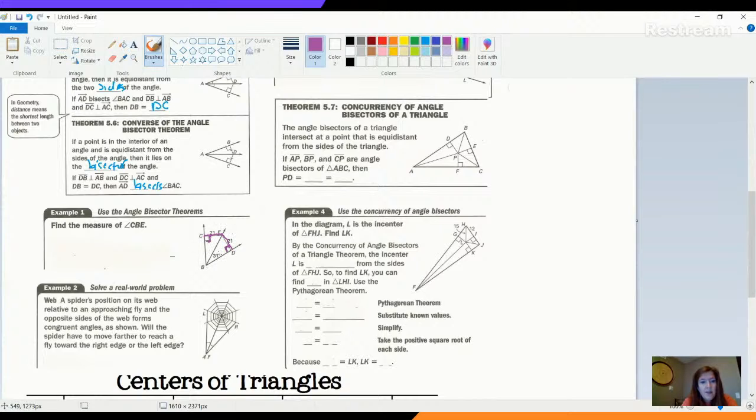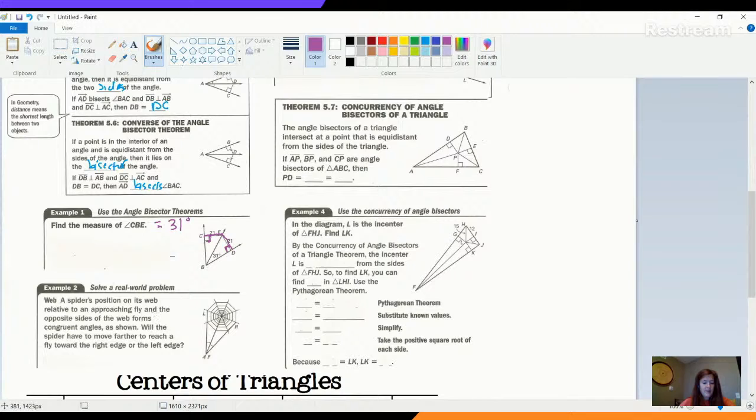So because of this, if I use the converse of the angle bisector theorem, I can say that BE has to be an angle bisector because these two sides meet all the criteria, right? And if BE is an angle bisector, that means it divides CBD into two equal parts. So if EBD is 31 degrees, that means that CBE would also have to be 31 degrees. Okay, so it looks complicated, but not too bad.